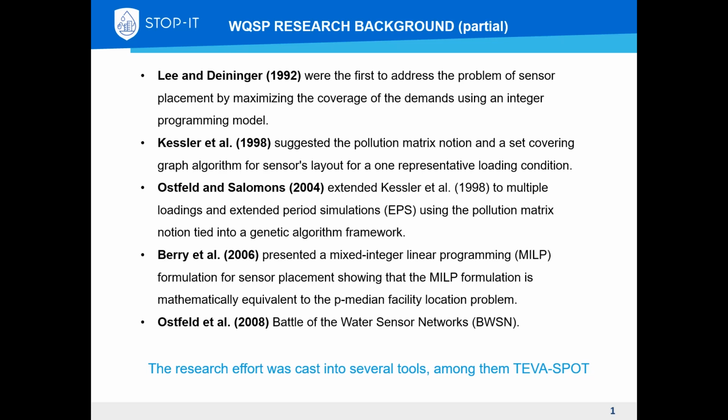impacts. The research efforts for water quality sensor placement started a long time ago, almost 30 years ago. But one of the main advances was in 1998 by Kessler et al., where Avi Ostfeld was a co-author, and I've done some of the programming, was to introduce this idea of pollution matrix that is a set of pollution events that is used to then optimize the location of the sensors.